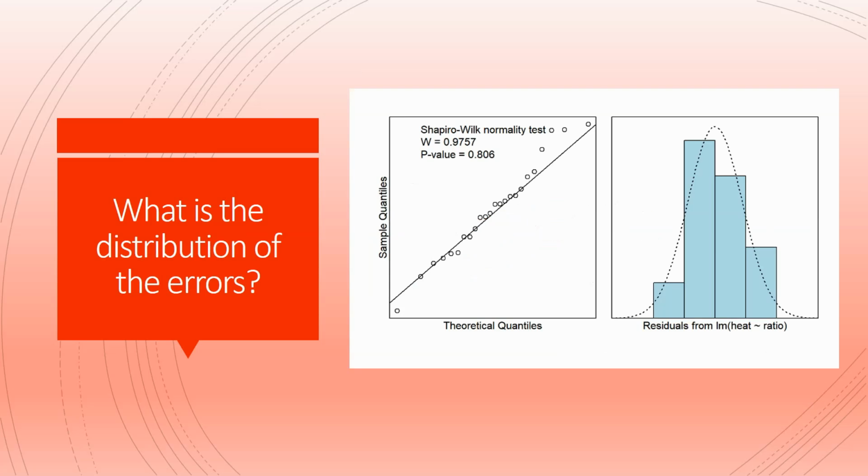So now we have to look at the distribution of these errors. We want the distribution to be normal, and so we generate graphs for these errors and perform a test. The hypothesis for this test is that it is a normal distribution, and we can see that the p-value is 0.806, which means we do not have enough evidence to reject our idea that the distribution is in fact normal. So we can go ahead and say that it is normal.